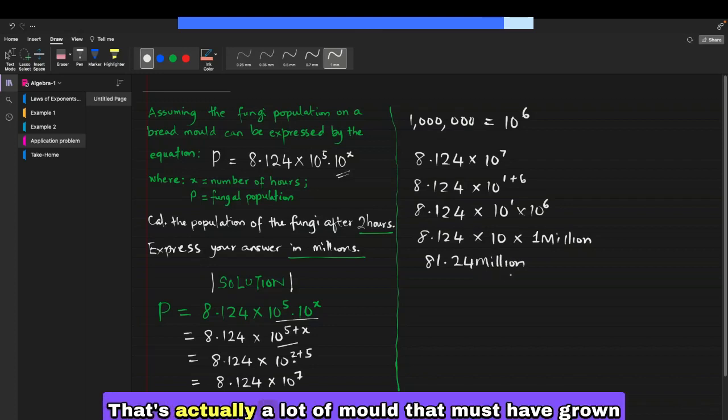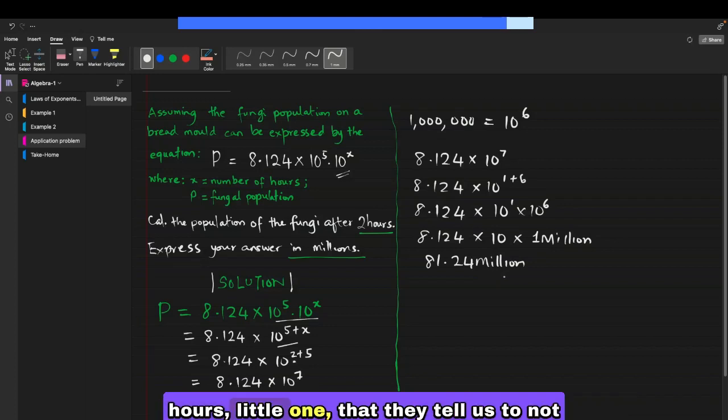That's actually a lot of mold that must have grown over the course of 2 hours. Little wonder they tell us to not eat bread once it starts growing mold.